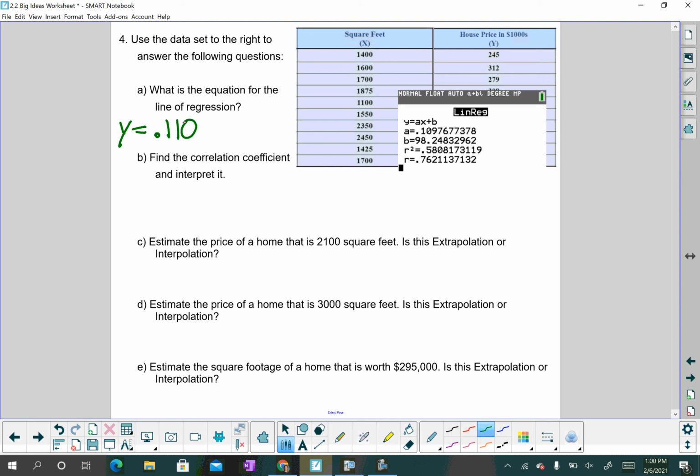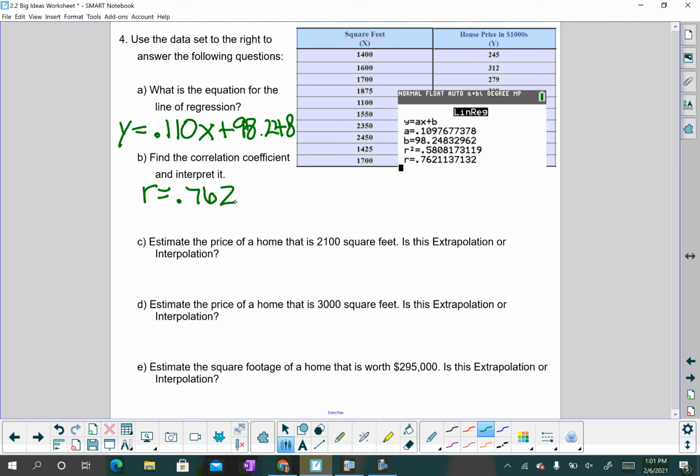That 9 is going to round to a 10. Then I've got the X plus my B value, 98.248. And that's my regression equation, my line of best fit. Correlation coefficient is your R value. R value here is 0.762, again, rounding to 3 decimal places.